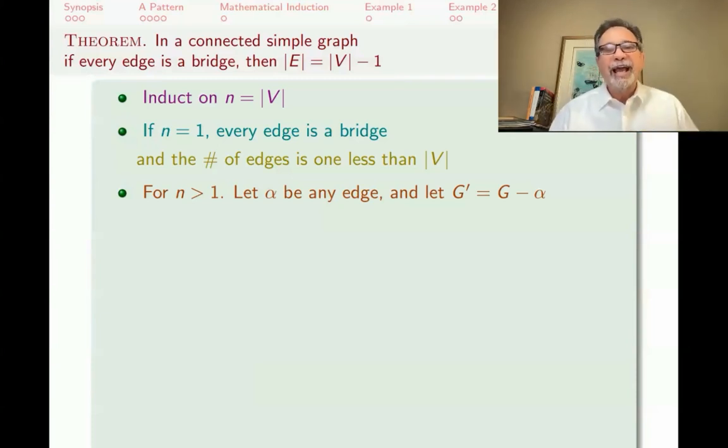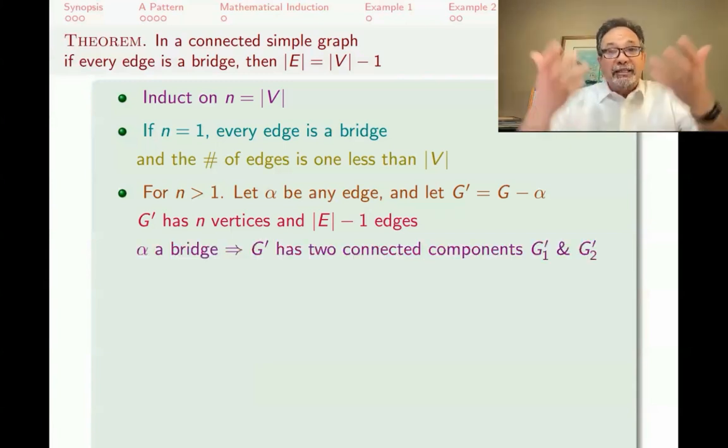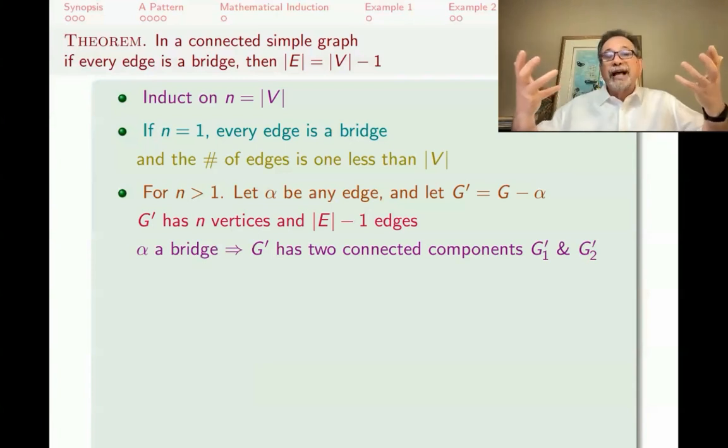Let alpha be any of the edges. Pick your favorite edge and take that out. Don't take any vertices out. Let G prime be G minus alpha. So the graph you had, just take that one edge out. Now, if you take that edge out, that graph G, every edge was a bridge. So you took this guy out, you split it up. This new graph has still the same number of vertices and has one less edge, but it's split into two parts. Why? Because alpha was a bridge.